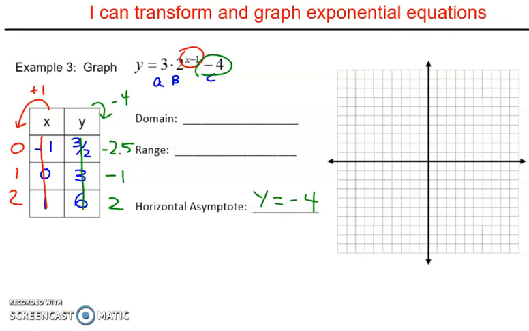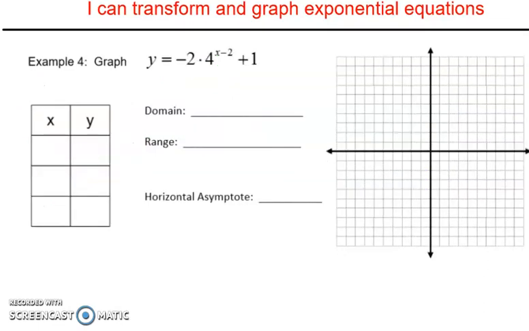And let's graph it. Y equals -4, 0, -2.5, 1, -1, and 2, 2. This is exponential growth, so it's growing as I move from left to right. The entire graph is above that horizontal asymptote, so y is greater than -4. Range is always all reals. All right, last example.